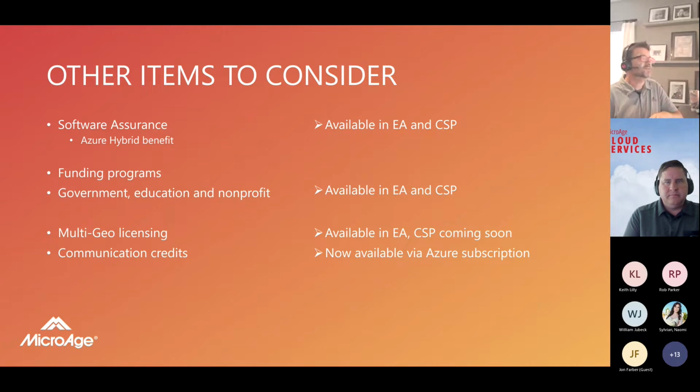There are funding programs available. Government, education and nonprofit pricing is available in EA and in CSP. To be determined on multi-geo licensing, but it will be available in CSP pretty soon. It is available in Enterprise Agreement today, and now communication credits are available in the Azure subscription. Jason, did I miss one here? Is there anything else they should be considering?